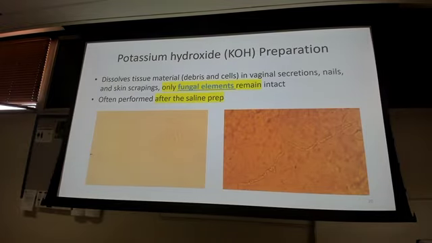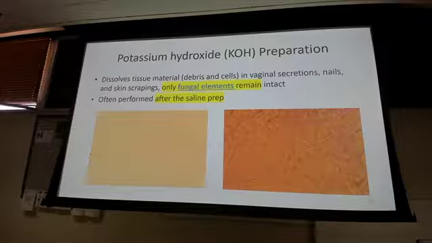All right, so KOH prep, potassium hydroxide. After you do your wet mount with the saline, you want to go back in and get a little bit more sample, put it on your slide, and then put a drop of KOH. That drop of KOH will help kill everything else. Like if you know there's some fungus in there, but you can't tell because there's a lot going on, you want to drop that KOH, it'll kill all those other elements and all the fungal elements will be left.